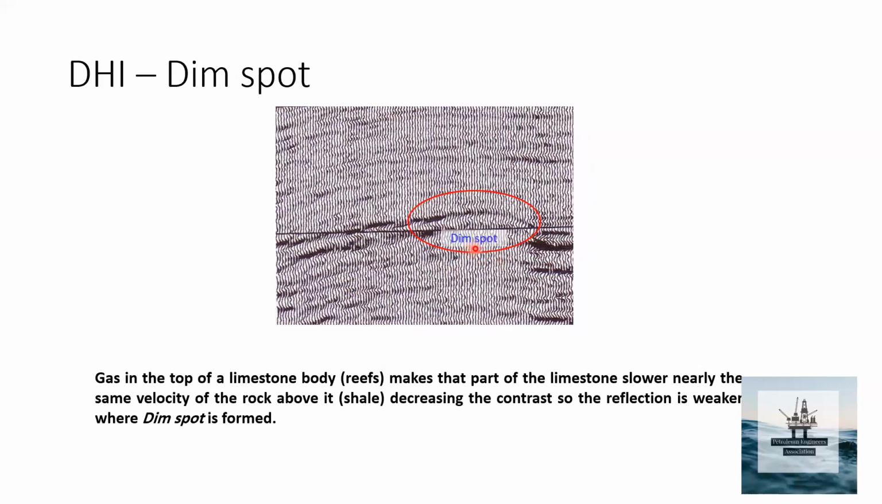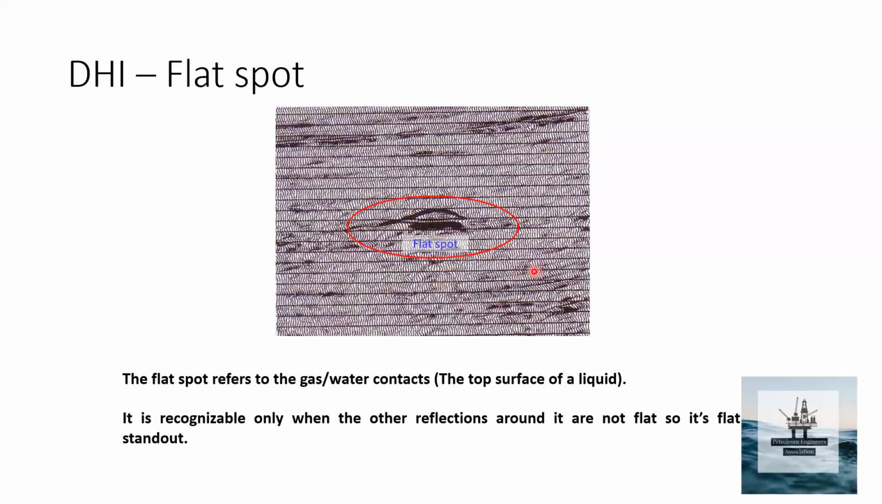The dim spot is the opposite. You can see a dim amplitude. Also, it is referred to variation in the lithology. Flat spot, where the flat spot refers to the gas-water contact. If you see something like this on a seismic section, it might refer to a gas-water contact.